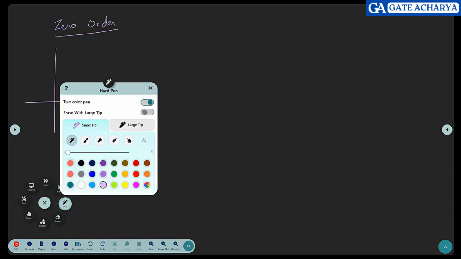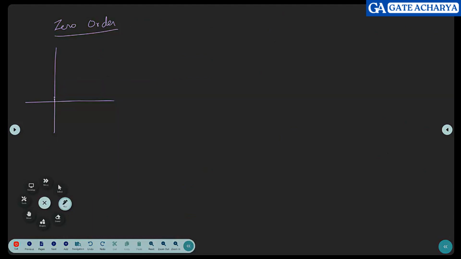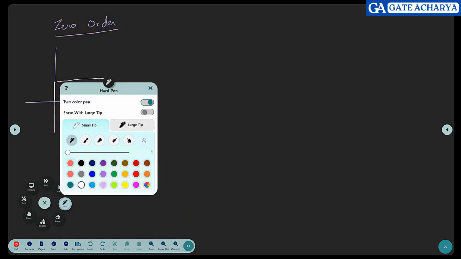I'll just give a brief idea about what is a zero order system, first order, second order, and then we'll move into the next. What kind of a response do you get for a zero order system? Let me say the input is something like this. The white color is the input. Say I give an input like this. This is the input signal to the zero order system. It can be anything. What kind of output do you expect for a zero order system?